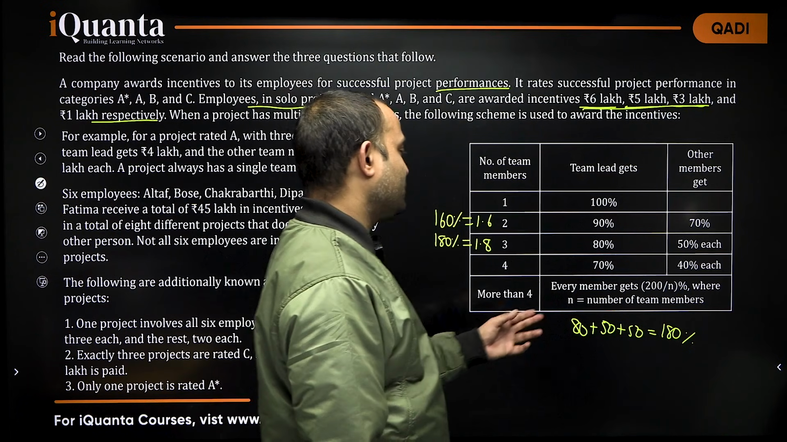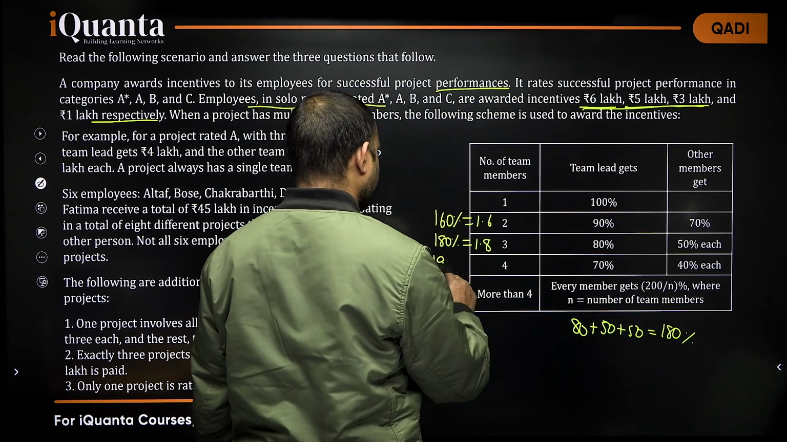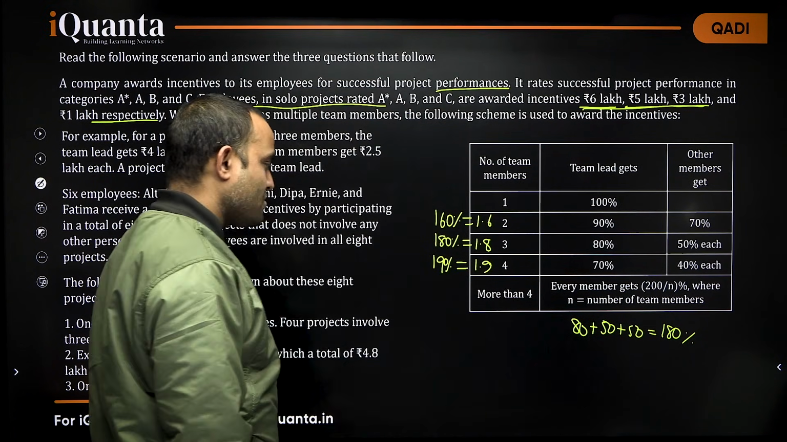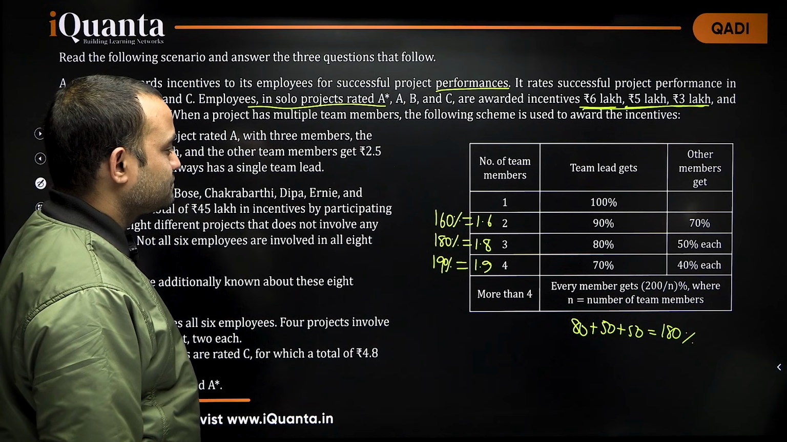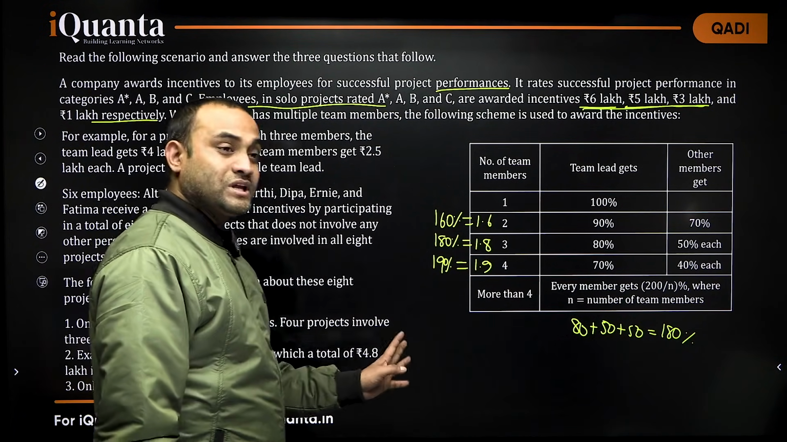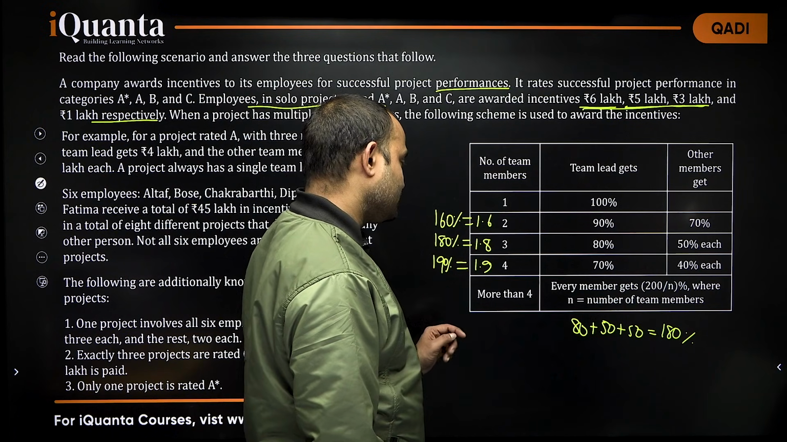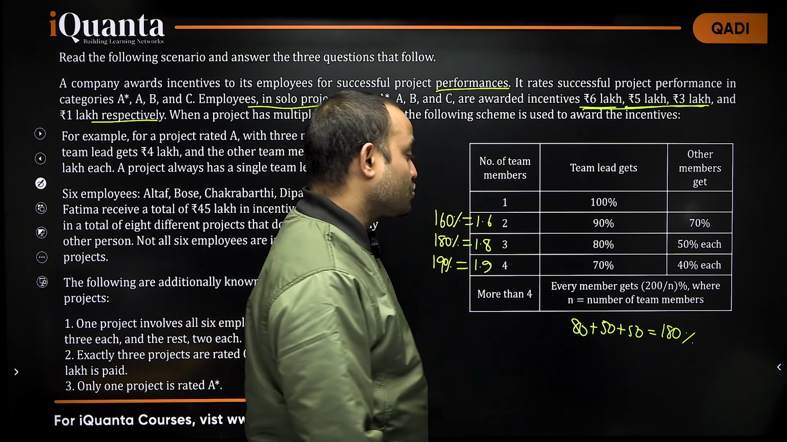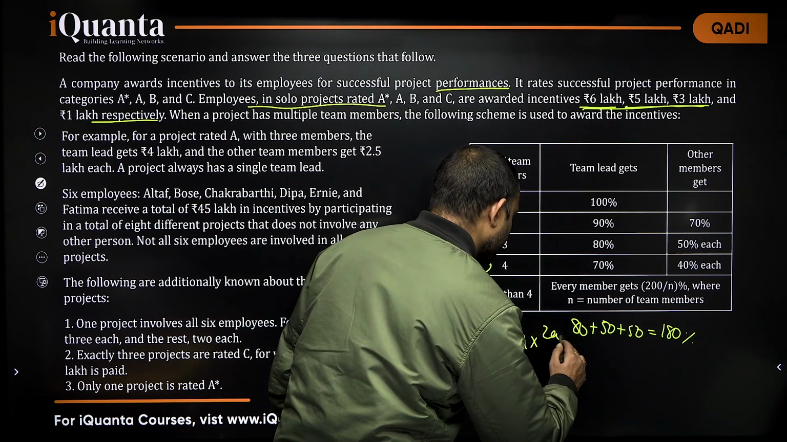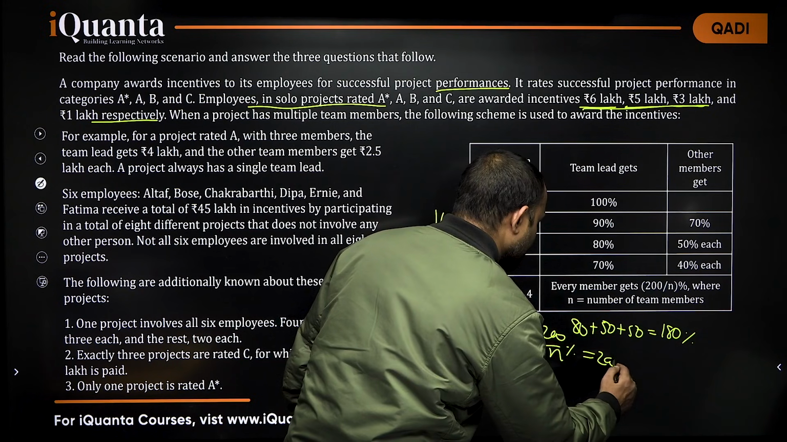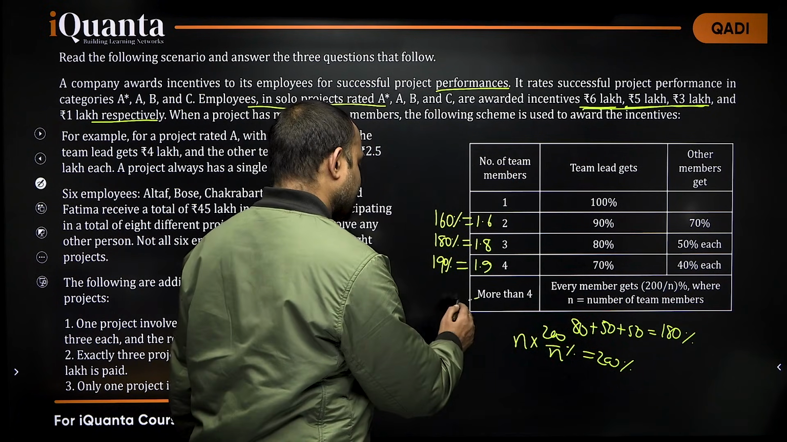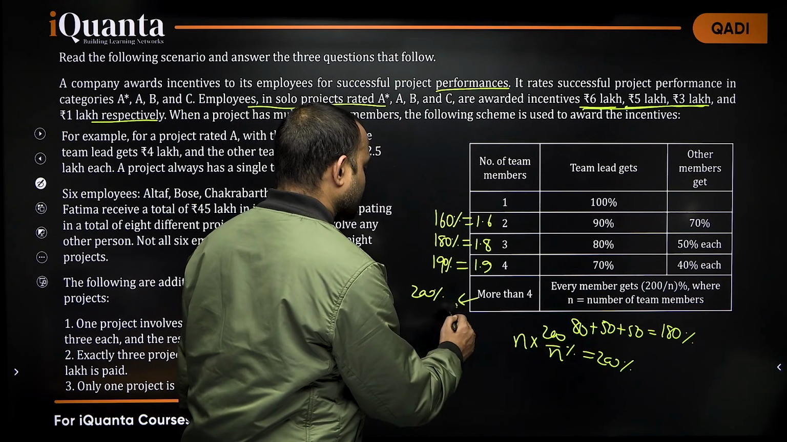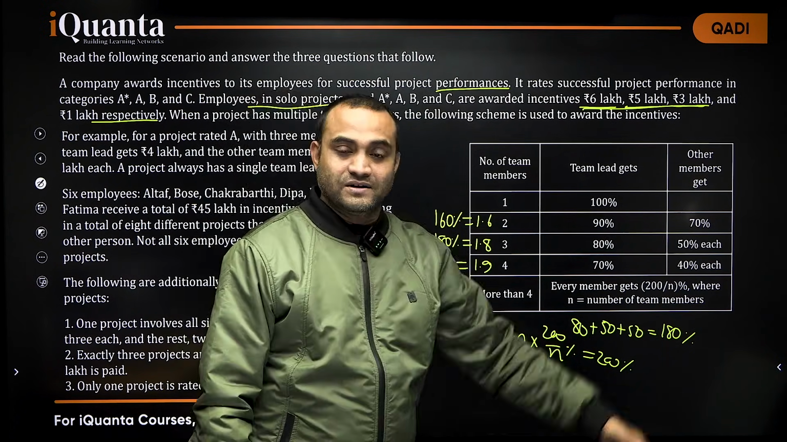Team leader gets 1.9, that is 190%, and that should be equal to 1.9 times, if there are 4 team members. Then if there are more than 4 team members, how much are they going to get? Every team member gets 200 by n%, no team leader, where n is the number of team members. So total payout will be equal to 200%. So in this case, if the number of team members is greater than or equal to 4, they are going to get 200%, or exactly 2 times, of whatever incentive is given.